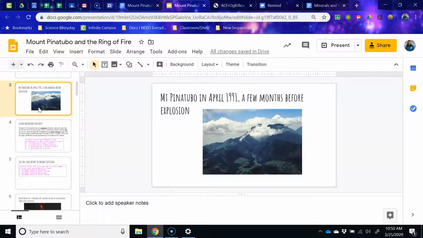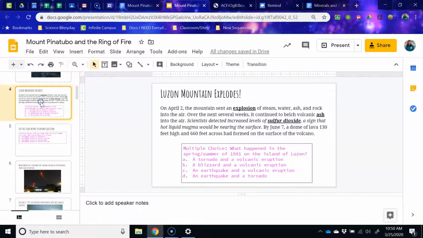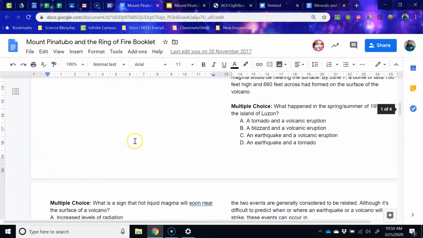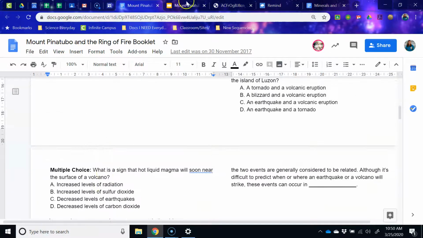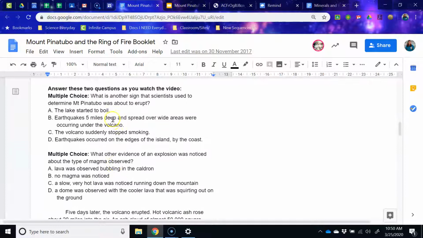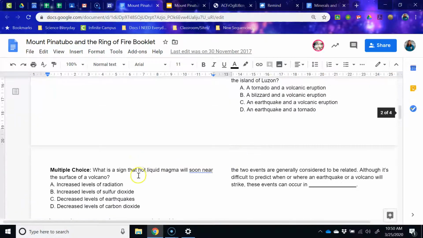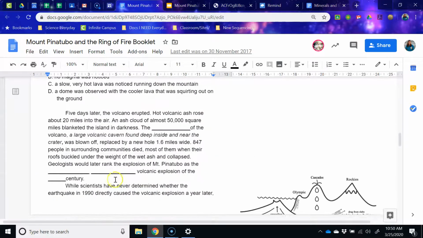So you can see what Mt Pinatubo looked like before. You've got some stuff to read, answer the question, and that's where these are. These multiple choice questions are right there. And then it gives you some more. What's another sign they used to determine what evidence of the explosion was noticed. These are some really good questions to guide your reading to help you understand what's going on.